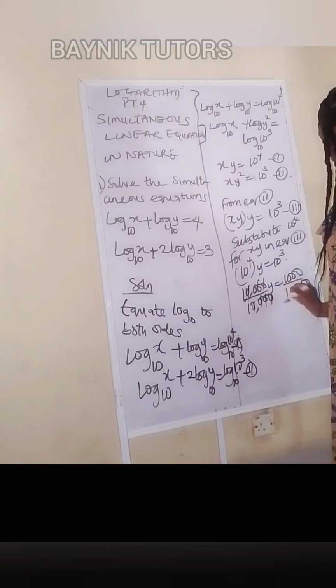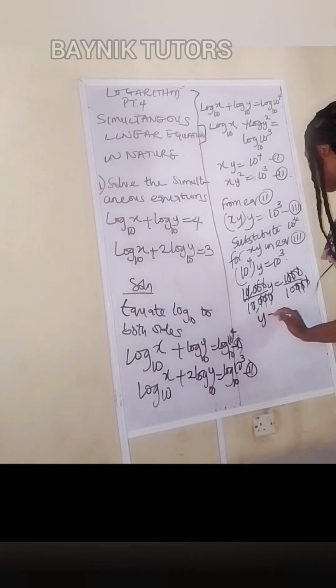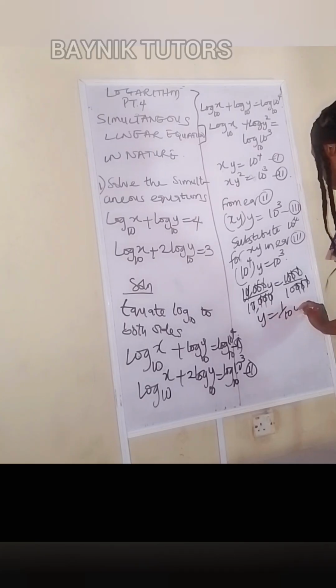Yes, so we are left with y. So cancel, this is 0. So we are left with 1. y equals 1 over 10, or 10 raised to the power minus 1. Have we seen that now? So you now substitute what?